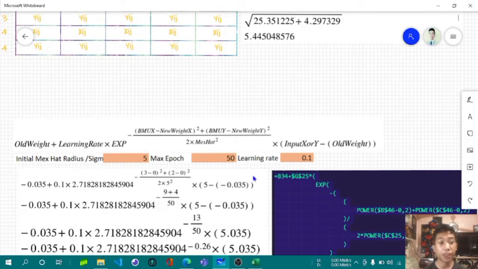So our initial Mexican hat radius or sigma is equal to 5. Our max epoch or the training set would be 50, and learning rate is equal to 0.1.